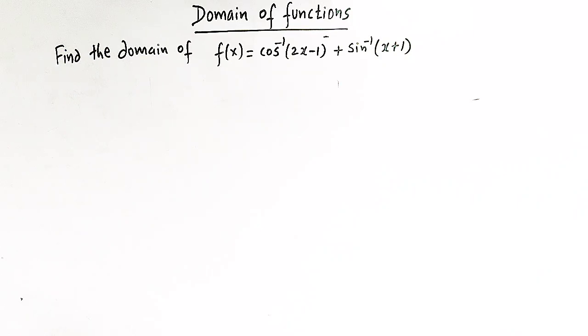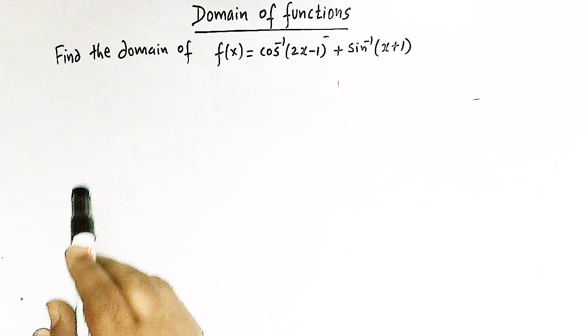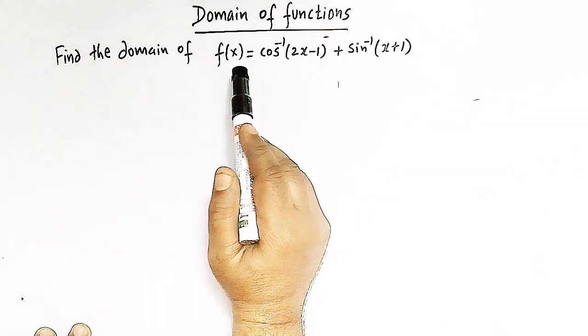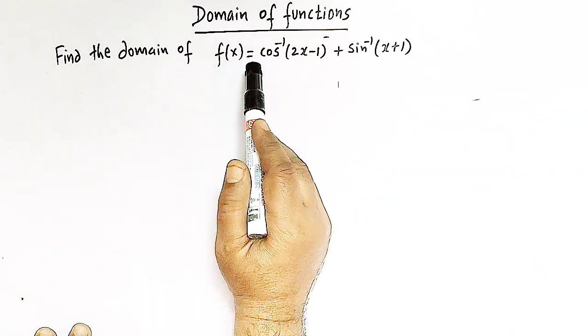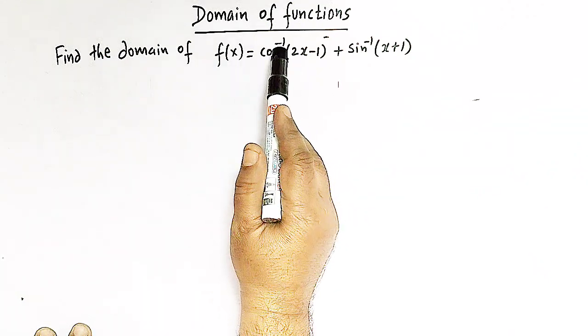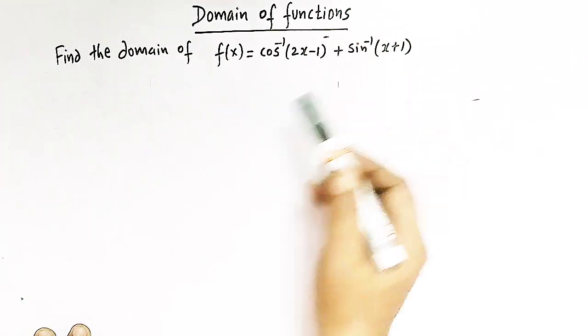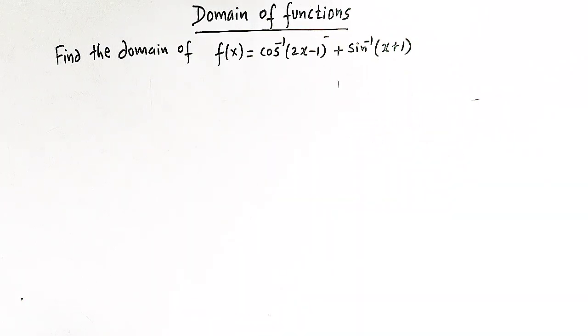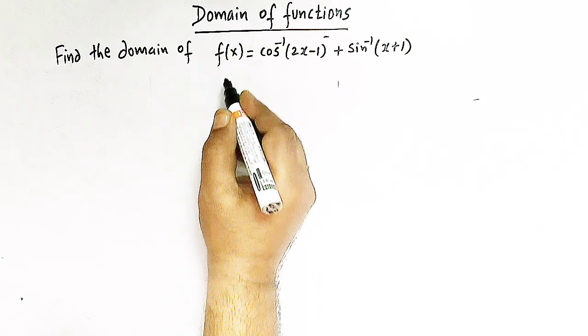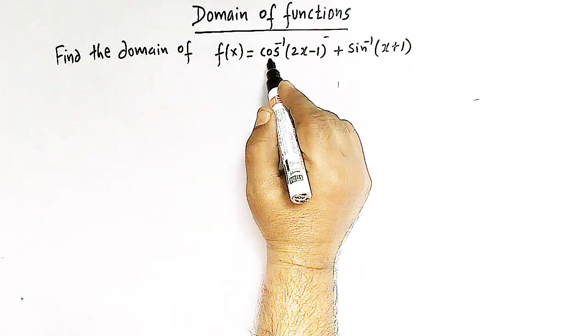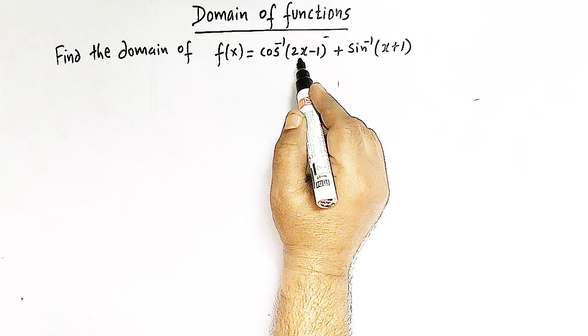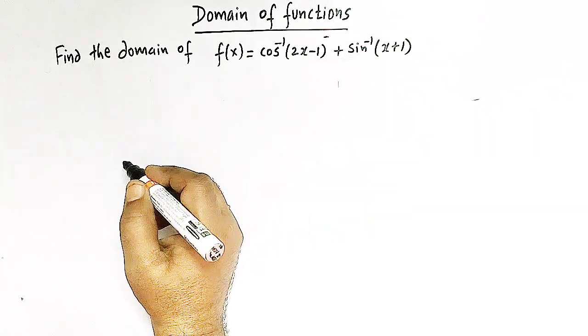Hello viewers, in today's session we are going to discuss another important problem from the domain of functions. Here we are going to find out the domain of this function f of x that is equal to cos inverse of (2x minus 1) plus sine inverse of (x plus 1). So we see that our function f of x is the sum of two inverse trigonometric functions, right?